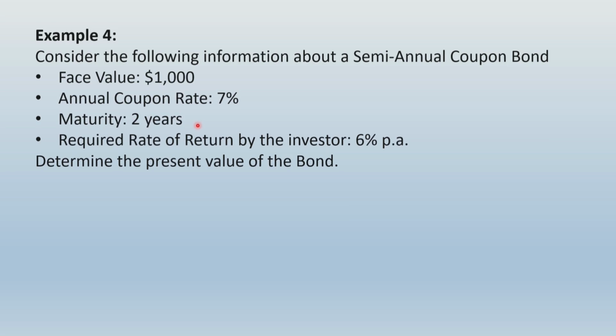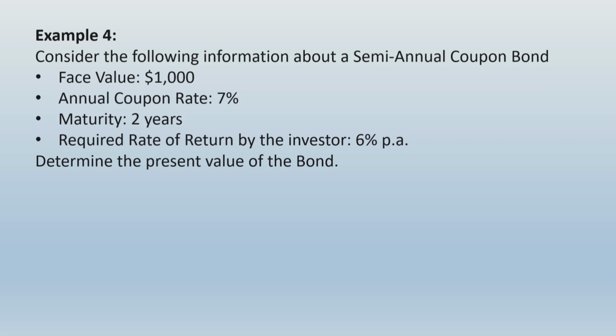Maturity period is 2 years. So number of periods will not be 2, number of periods will be 2 into 2, that is 4. Required rate of return is 6% per annum. Again divide this rate by 2 to arrive at the semi-annual rate of 3%. So just use your calculator and do the needful calculation, and let us see what calculation you get and whether you get the correct answer or not.